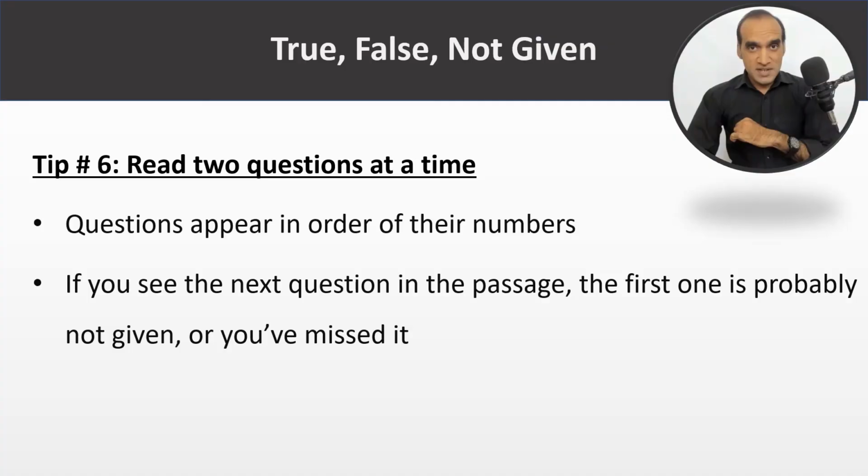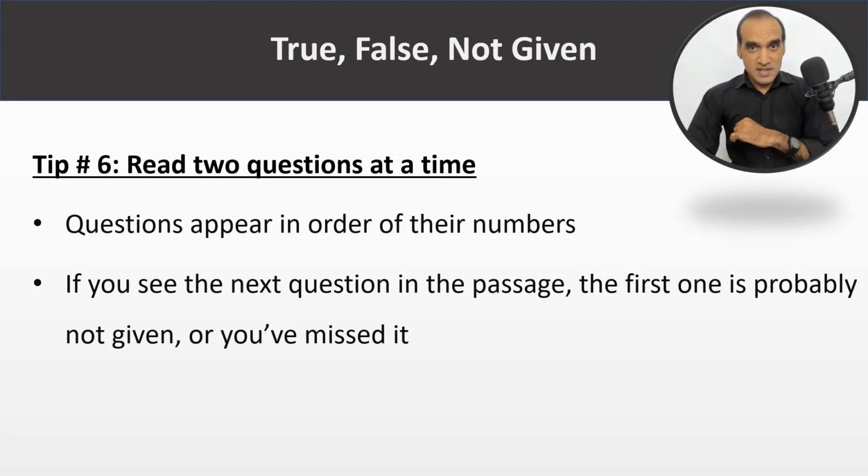Tip number 6 is that you should keep the next question in your mind. If the information related to the next question has started in the text, this means that the answer you are looking for, you have probably either left behind or it's not given. Answers are always in the same order that they appear in the text, so do not waste time going back. Keep on reading. If you can't find the information you're looking for, then it is probably not given.